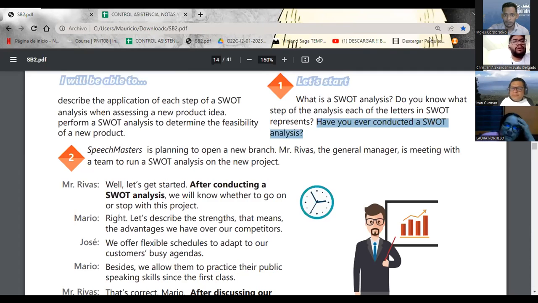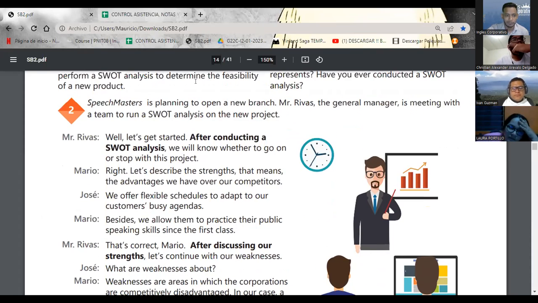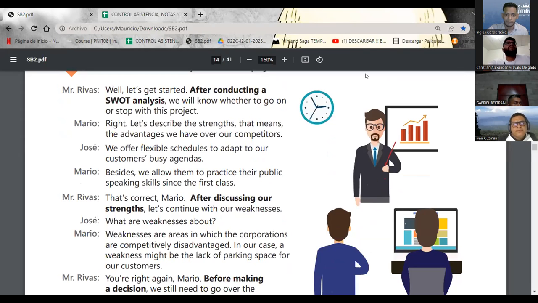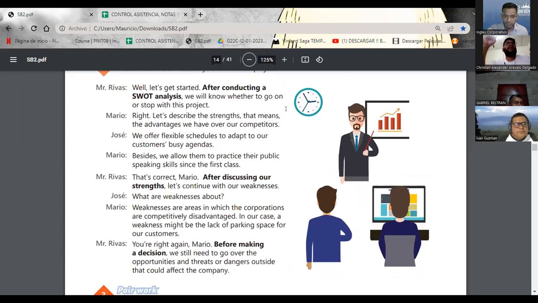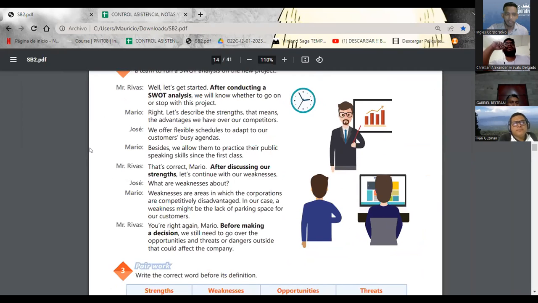We're going to read a conversation about Mr. Rivas, Mario, and Jose. Speech Masters is planning to open a new branch. What is branch, people? Do you remember what branch is? Sucursal. Mr. Rivas, the general manager, is meeting with a team to run a SWOT analysis on the new project. Let's read the conversation about that. It's a very long conversation. Well, let's get started.